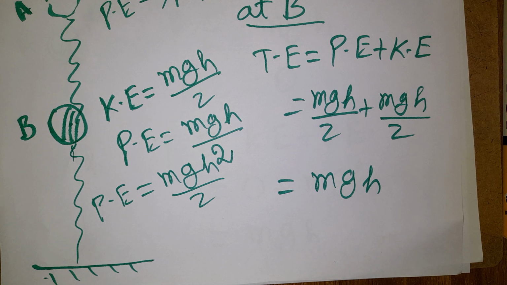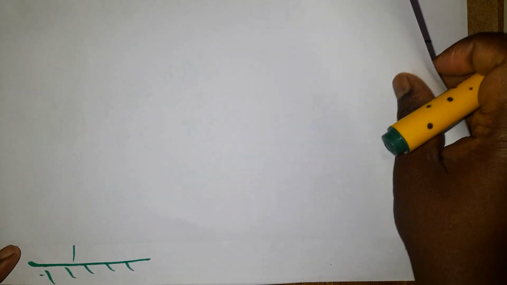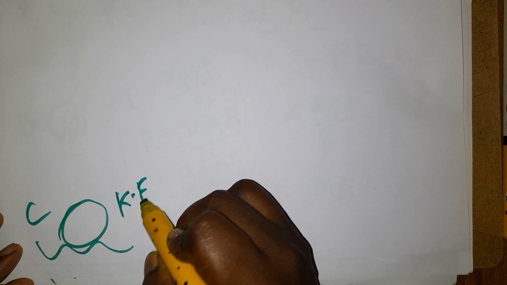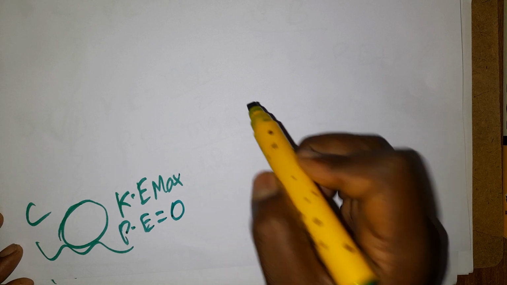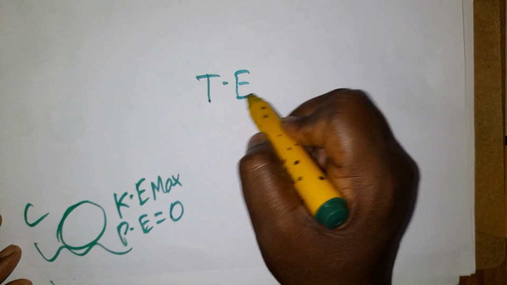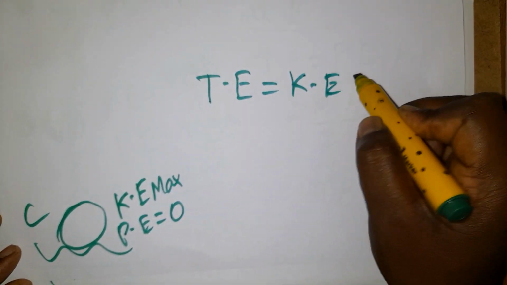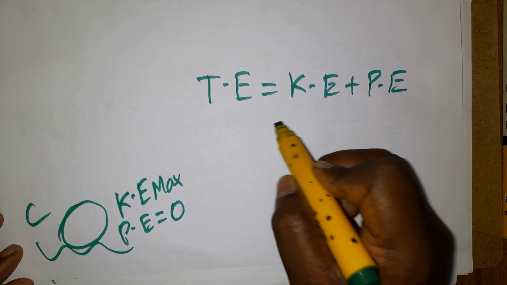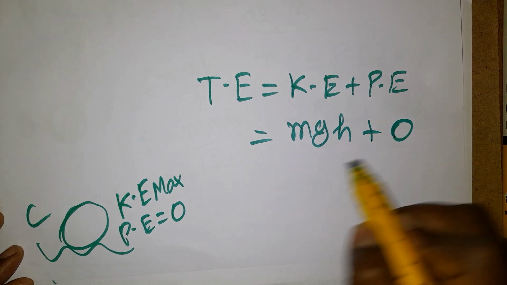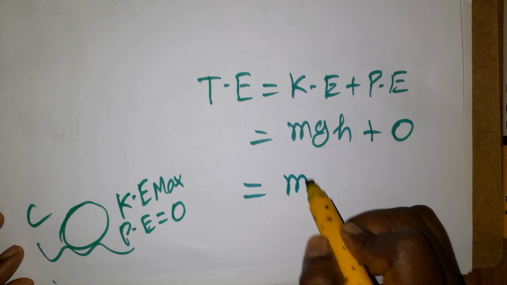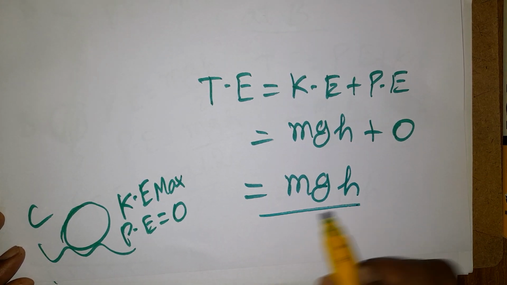Now we'll take it at the ground. At the ground, there is no stored energy. So at point C, the ground, we get maximum kinetic energy. What about potential energy? Potential energy is equal to 0. Now total energy is equal to kinetic energy plus potential energy. Kinetic energy mgh, potential energy 0. Maximum kinetic energy, total energy will be mgh.